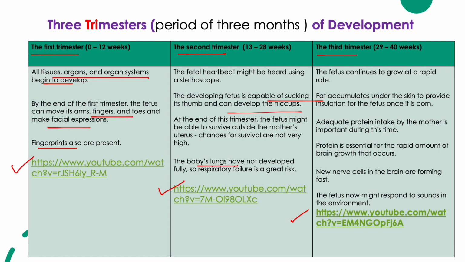In the second trimester also, you can hear the heartbeat of the baby with the stethoscope. In the third trimester, there is very rapid growth. New nerve cells are being formed at a much faster rate. So this table is a good summary of all what we studied.